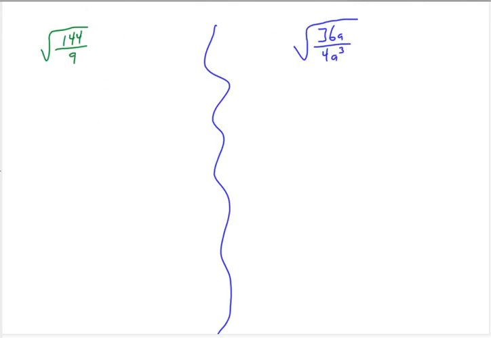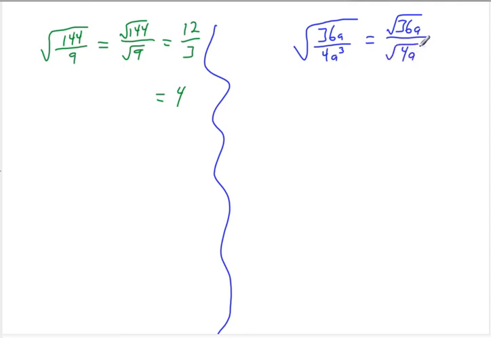So in this green one here, we can just do the square root of 144 over the square root of 9, which will equal 12 over 3, which will be 4. And then the blue one here, again, we can split that up. It'll be square root of 36a over square root of 4a to the third.